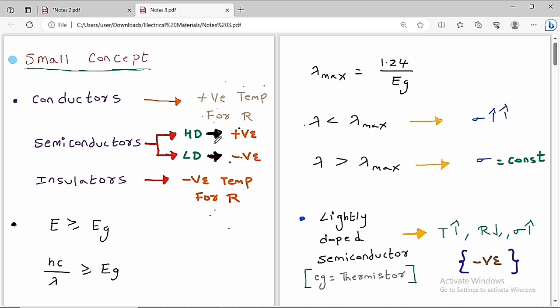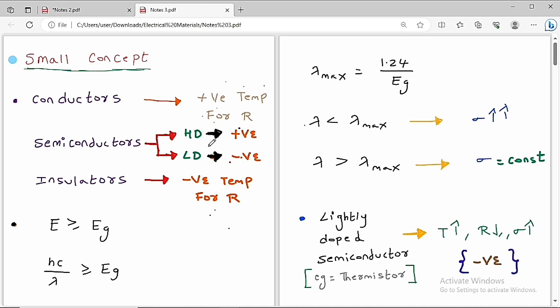Now I will give you an important point here. See clearly, based on the type of doping, semiconductors can have either a positive or a negative temperature coefficient of resistance. Based on the doping of the semiconductor, we can have either a positive temperature coefficient for resistance or a negative temperature coefficient for resistance. It's a very, very important thing, always keep this in mind.